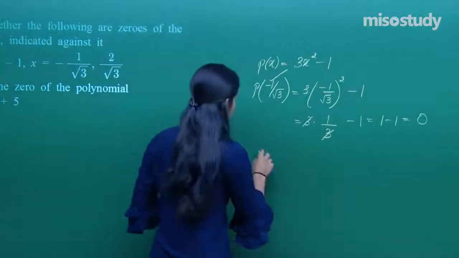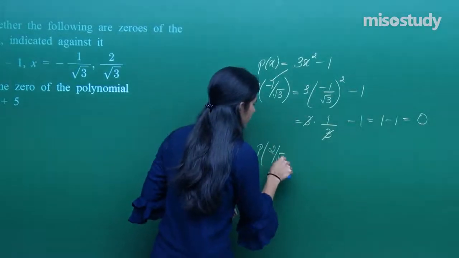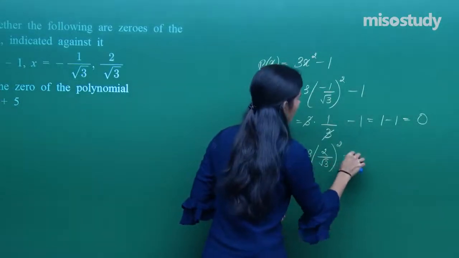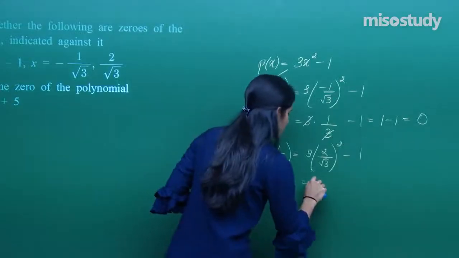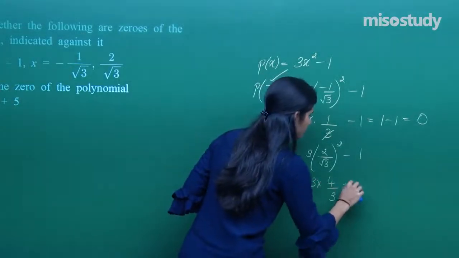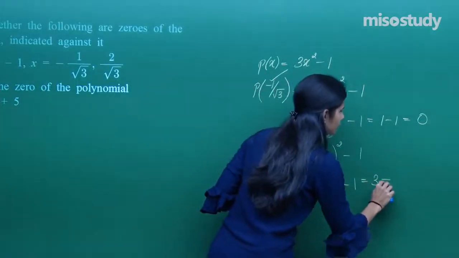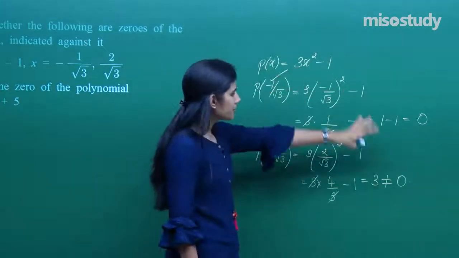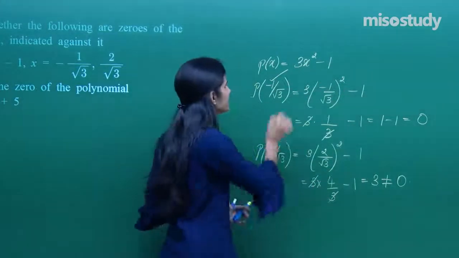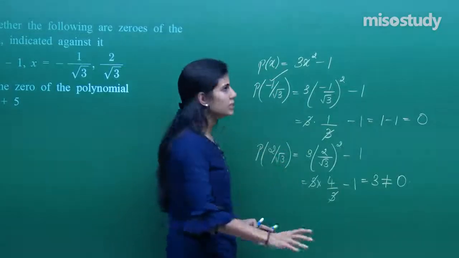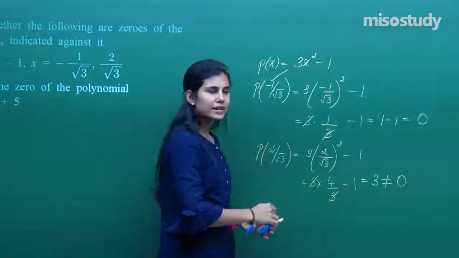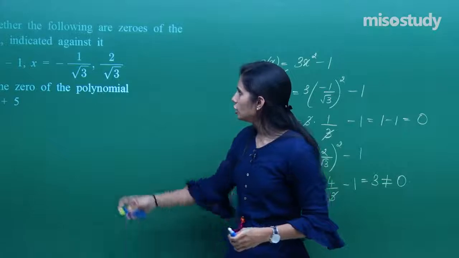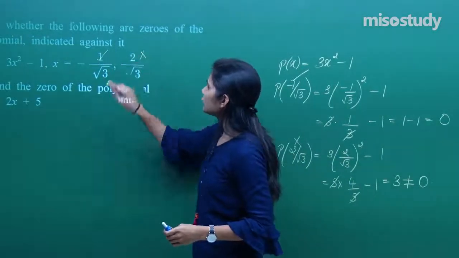But if I talk about 2 by root 3, in place of x, if I put 2 by root 3, let's see what I'm getting. 2 by root 3, the square, minus 1. So 3 into 2 square is 4, root 3 square is 3, minus 1. 4 minus 1 is 3, which is not equal to 0. In place of x, when you are putting 2 by root 3, you are getting p of x is coming equal to 3 but not equal to 0. That means p(x) for x equals 2 by root 3 is not vanishing, but p(x) for x equals minus 1 by root 3 is vanishing. So minus 1 by root 3 is a 0 of p(x), but 2 by root 3 is not a 0 of p(x). So out of these two values, this is a 0, this is not a 0.